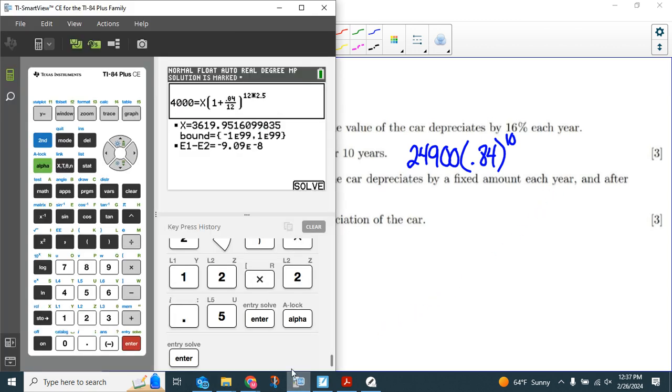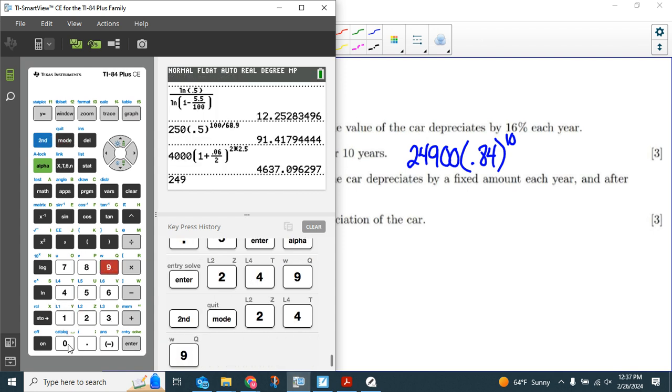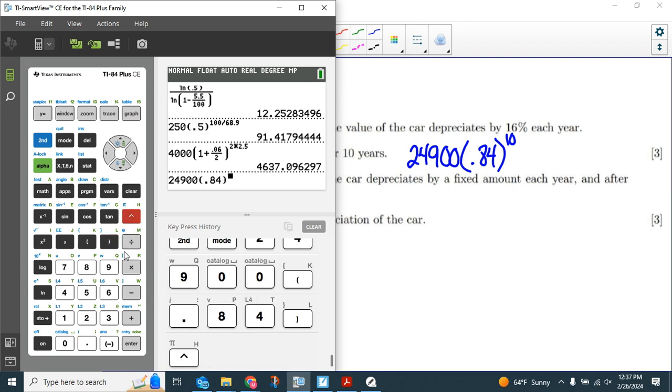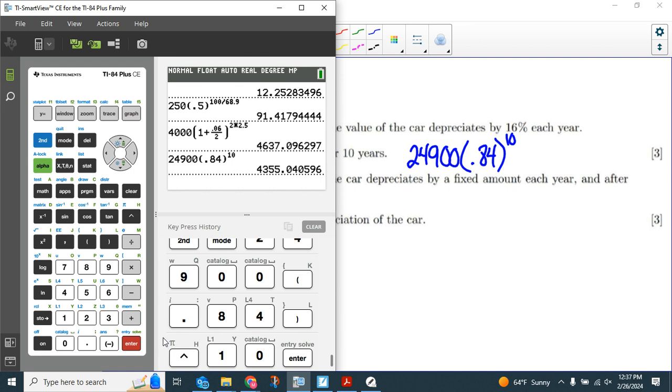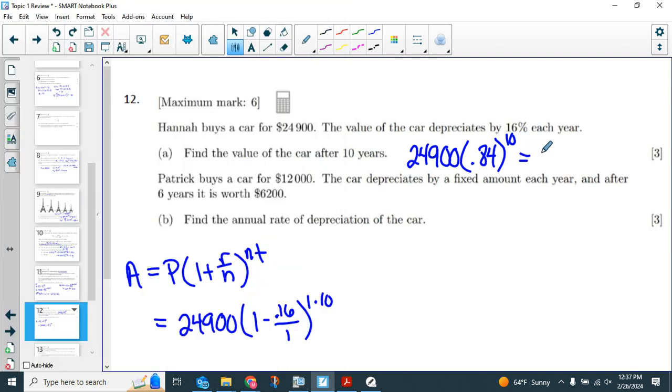All right, so we just plug that into our calculator. So, whoops, don't want to be in solver. 24,900 times 0.84 to the 10th power. 4355.04. I didn't say to round it to 2 decimal places. They would accept that, or they would take 3 sig figs, right? If you put 4,360, they would take that.